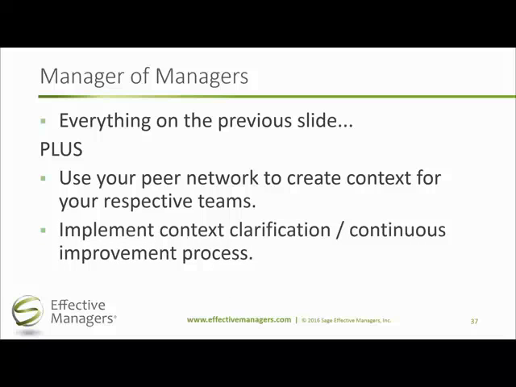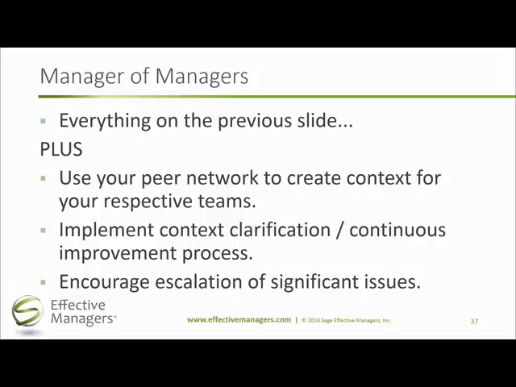The next suggestion I would have for you at the director level is to implement some context clarification or continuous improvement processes within your own organization. So again, it's a peer-to-peer relationship, so neither of you has authority over each other's teams, but you have authority over your team, and your colleague has authority over her or his team. So work through what the continuous improvement escalation process might look like with respect to any issues between your two units, and then encourage this escalation of issues for significant issues.